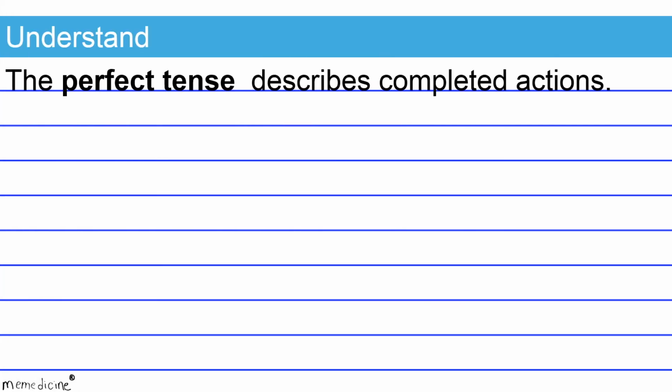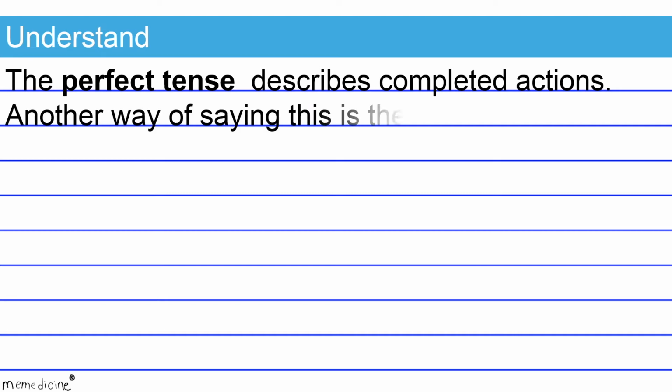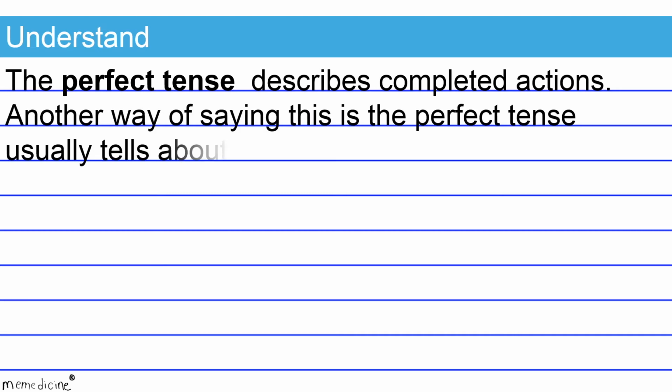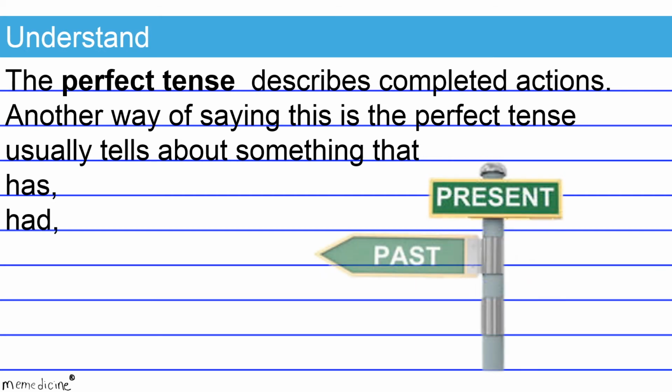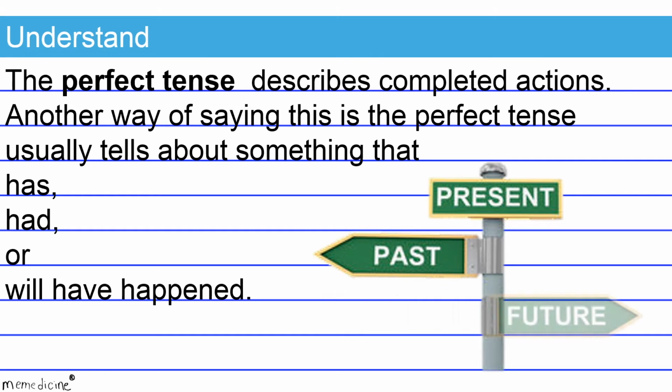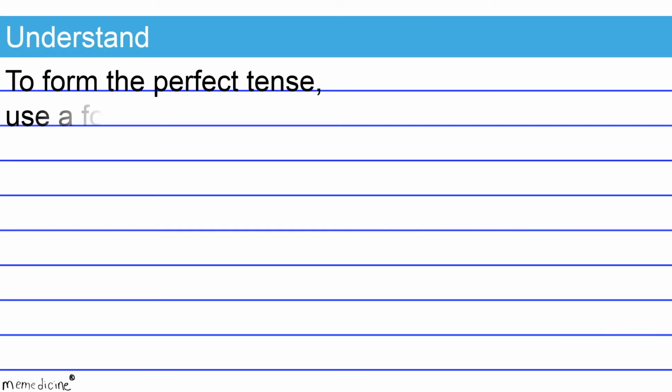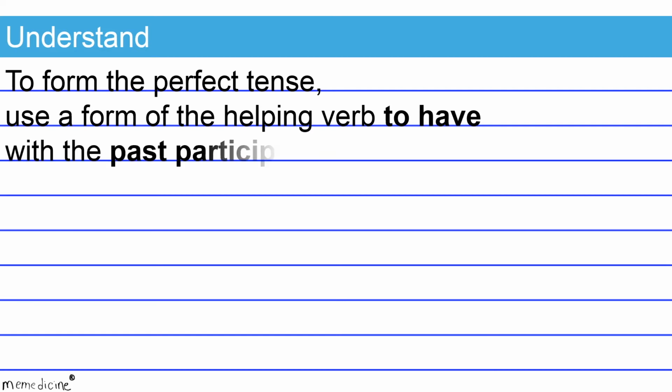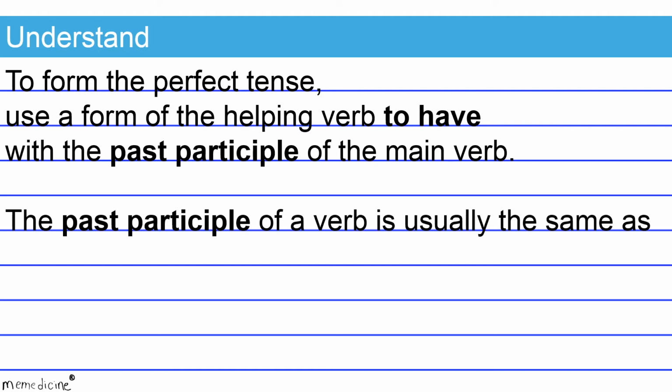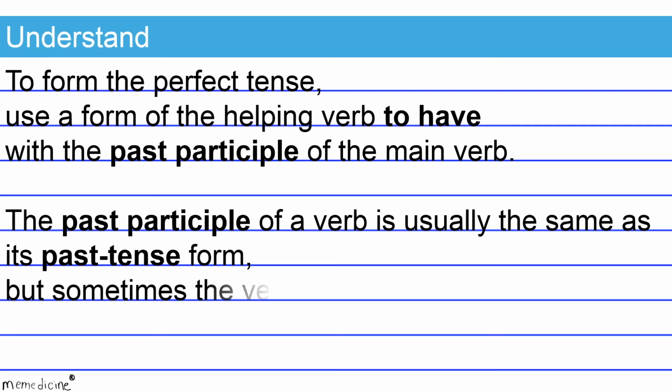The perfect tense describes completed actions. Another way of saying this is the perfect tense usually tells about something that has, had, or will have happened. To form the perfect tense, use a form of the helping verb to have with the past participle of the main verb. The past participle of a verb is usually the same as its simple past tense form. But sometimes the verb is irregular.